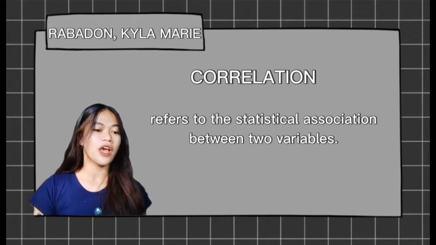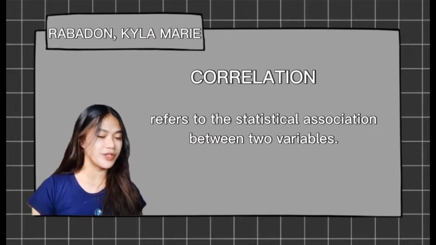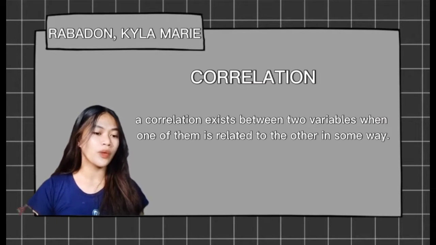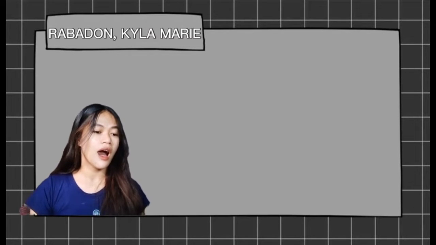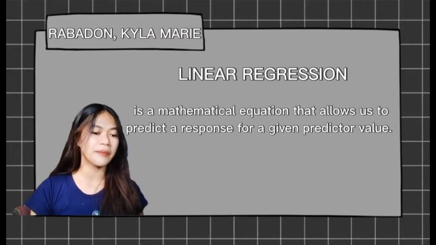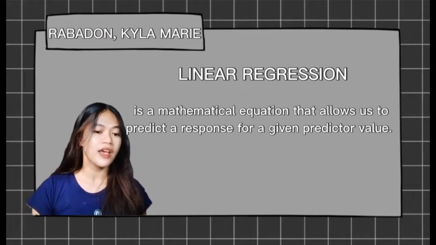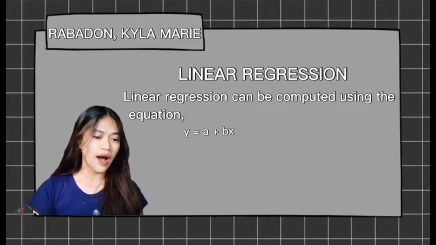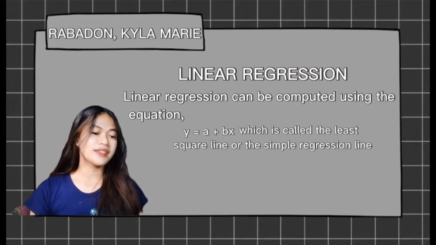Correlation refers to the statistical association between two variables. A correlation exists between two variables when one of them is related to the other in some way. A simple linear regression model is a mathematical equation that allows us to predict a response for a given predictor value. Linear regression can be computed using the equation y = a + bx, which is called the least squares line or the simple regression line.